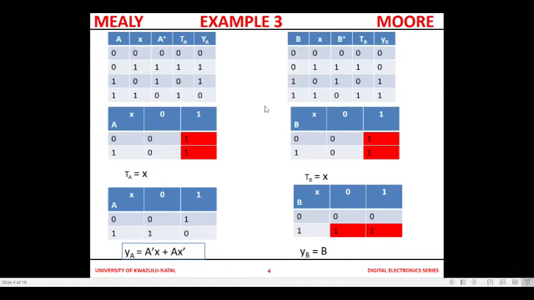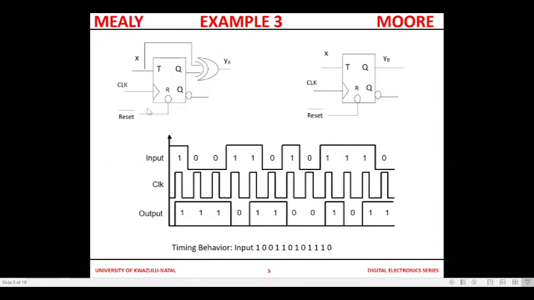Then you get your equations, plot the Karnaugh map, simplify it, and you get your simplified equations there. From that, you can draw the Mealy machine. You can draw the Moore machine using the T flip-flop, and then you can even determine that if an input sequence is that and the clock is that, your output sequence will be that. You can be given a timing behavior type of question as well.